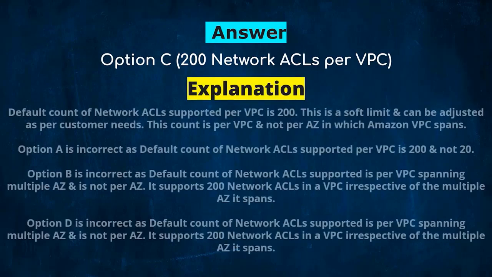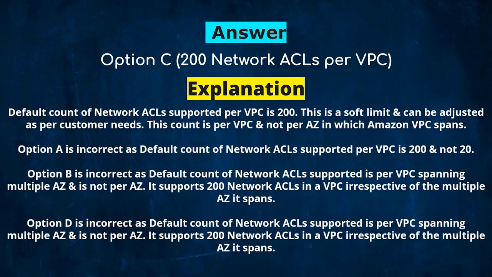Explanation. Default count of network ACLs supported per VPC is 200. This is a soft limit and can be adjusted as per customer needs. This count is per VPC and not per AZ, in which Amazon VPC spans. Option A is incorrect, as default count of network ACLs supported per VPC is 200 and not 20. Option B is incorrect, as default count of network ACLs supported is per VPC spanning multiple AZ and is not per AZ. It supports 200 network ACLs in a VPC irrespective of the multiple AZ it spans.